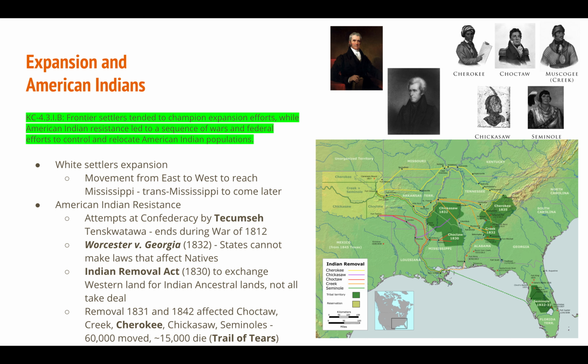So between 1831 and 1842, all of these tribes were being moved forcibly one way or another, and about 60,000 total moved, and on the way about 15,000 died, which is why these years and these movements are called the Trail of Tears.